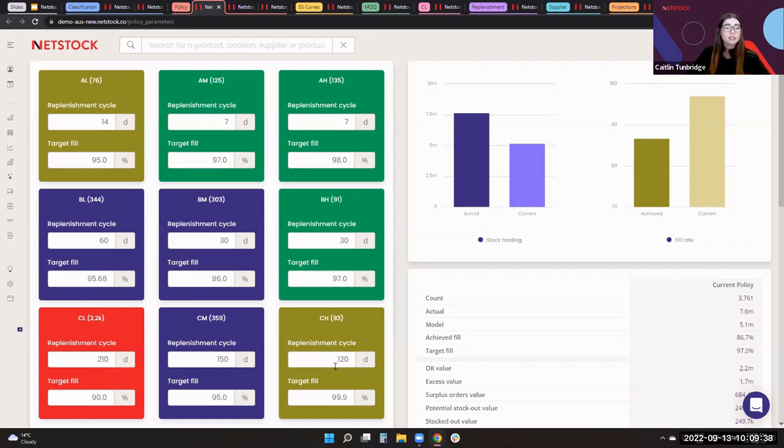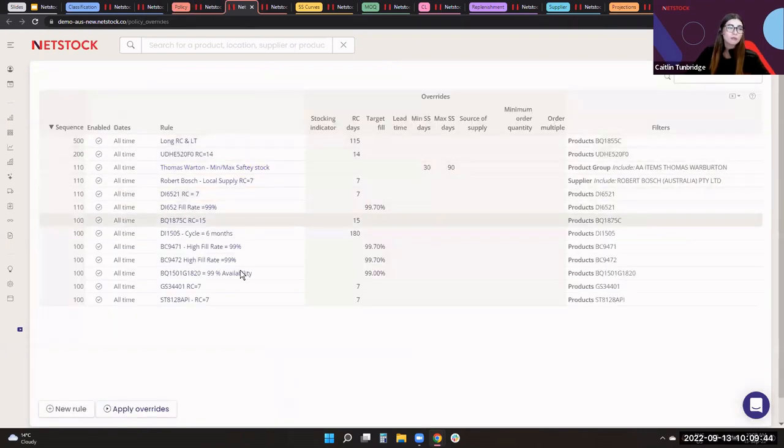But we also have the ability to override anything that went into the grid there. And this is really handy when it comes to applying policy overrides that have a start and an end date.